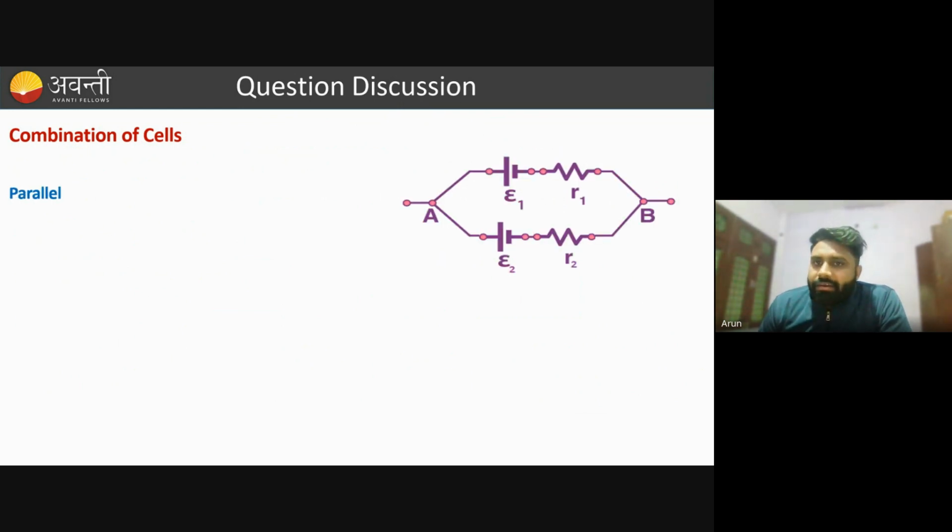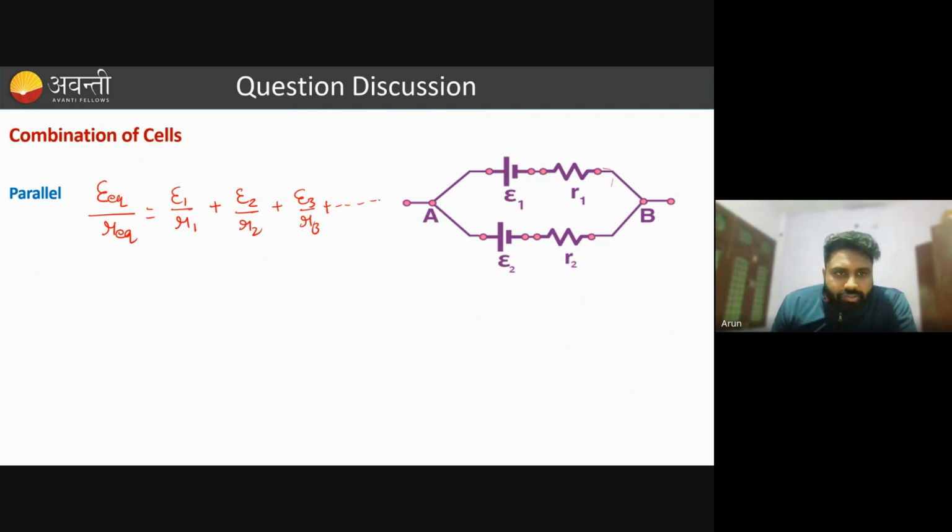Now, the parallel combination is very simple. In the parallel combination, the ratio E equivalent upon R equivalent will remain the same. So you can say E1 upon R1 plus E2 upon R2 plus E3 upon R3, whatever be the number of cells. Now, how to find R equivalent? These are in parallel, so 1 upon R equivalent is equal to 1 upon R1 plus 1 upon R2 plus 1 upon R3. Got it? So you can use this method.